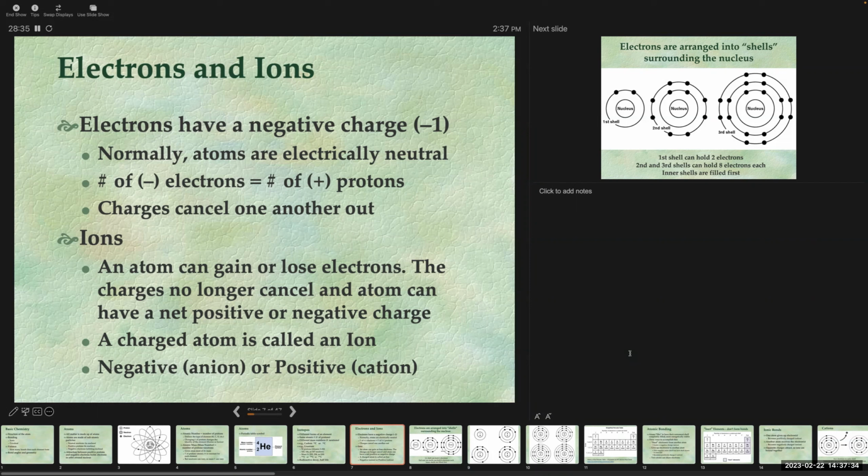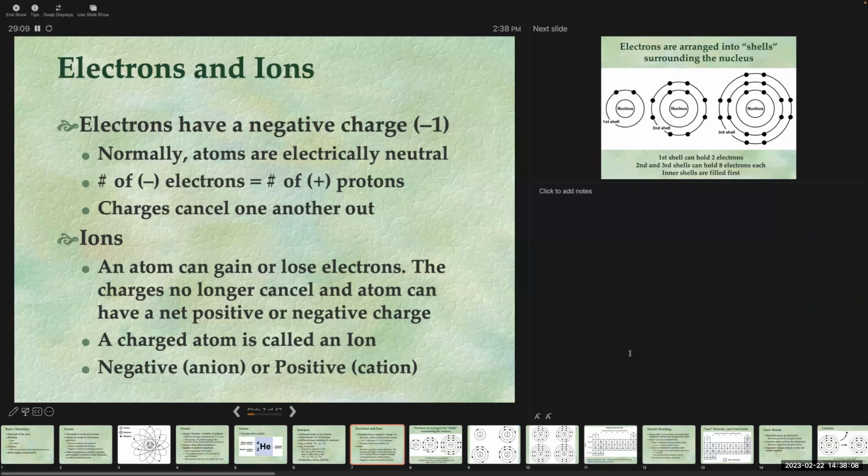But not all atoms are electrically neutral. That's sort of the way we normally think of them. But many atoms will actually gain electrons or lose electrons. If you gain or lose electrons, those charges no longer cancel out. So for example, if you gain extra electrons, you now have more negative charges than you have positive charges. So the atom as a whole now has a net negative charge.